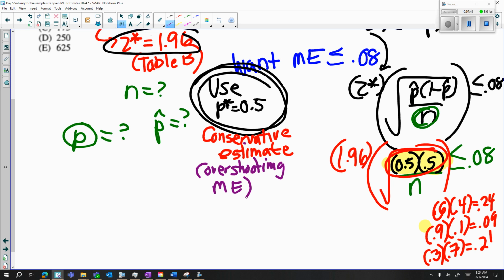So summing it up, if you have p, you use p. If you don't have p, you use p hat in its place. Second best. If you have neither of those, use 0.5.